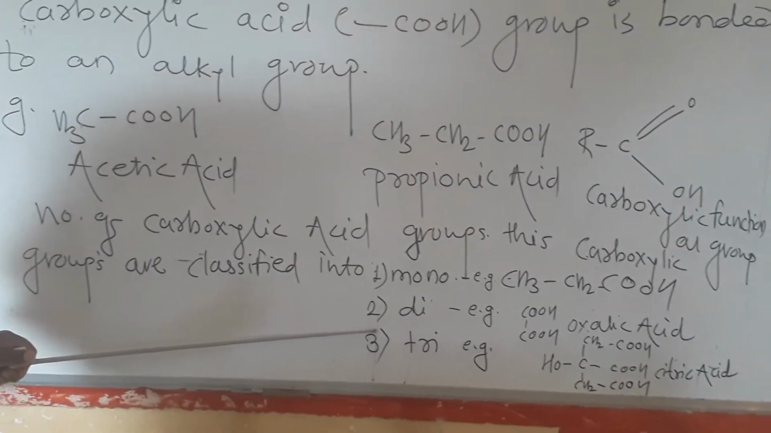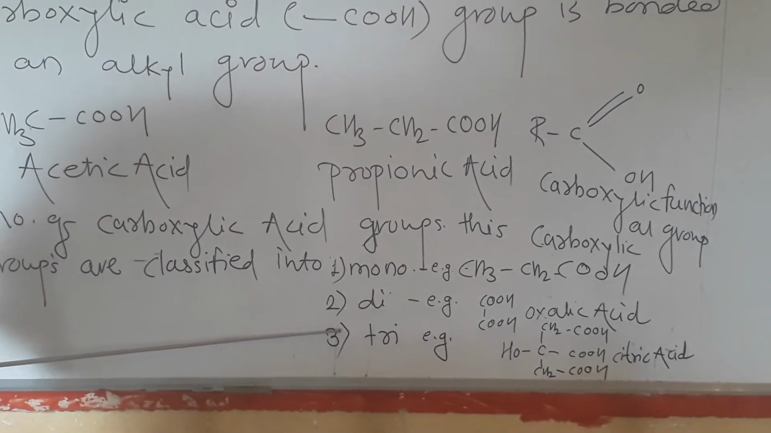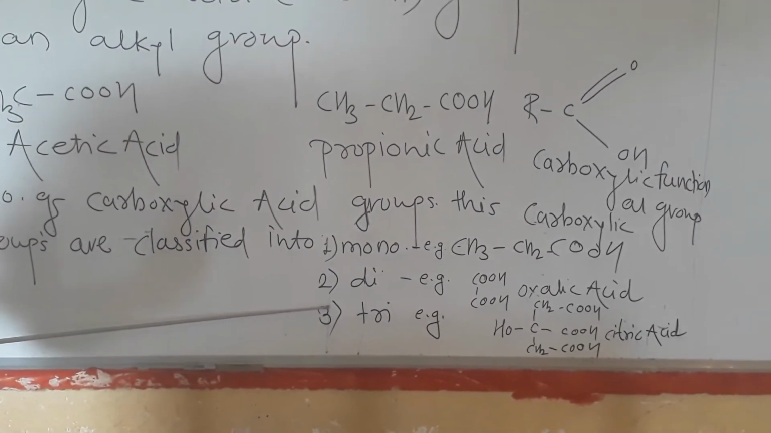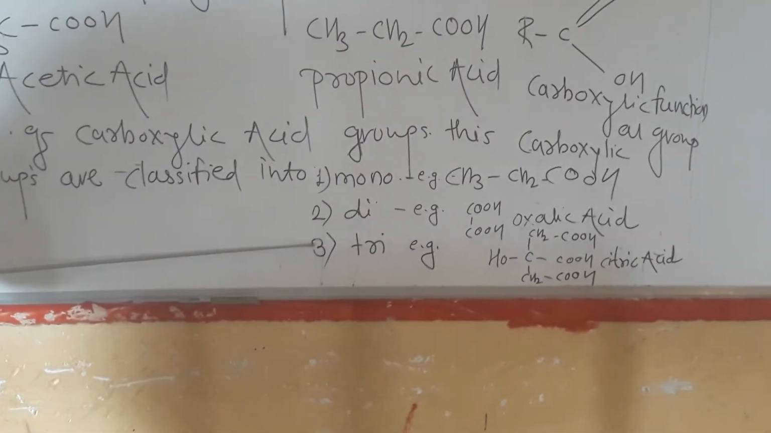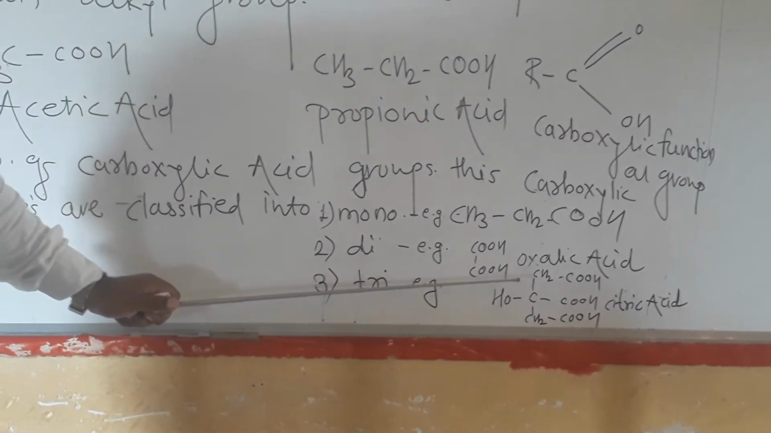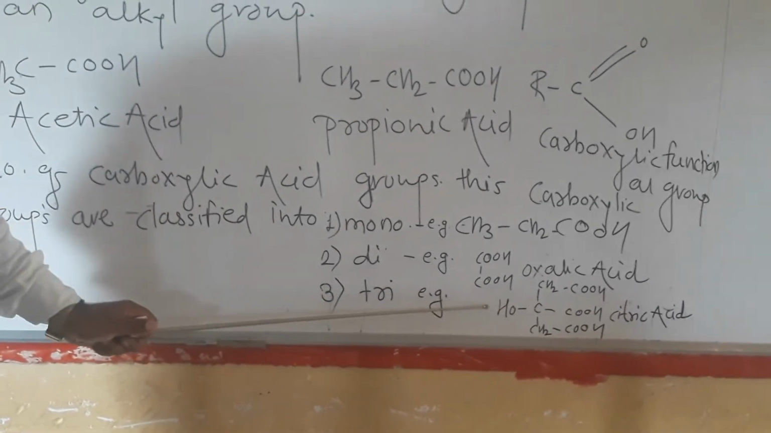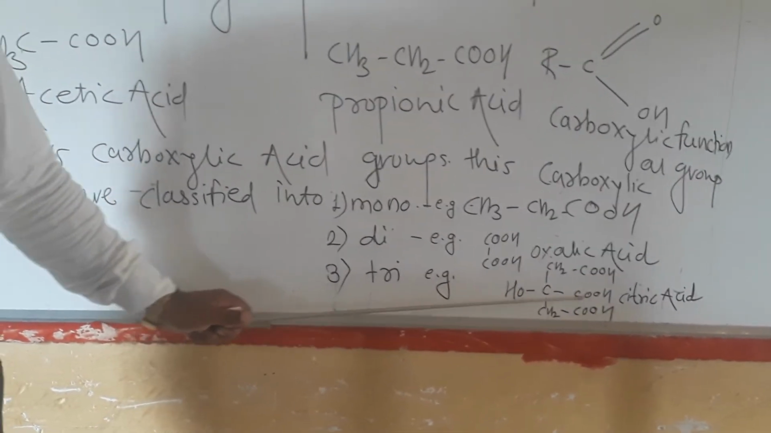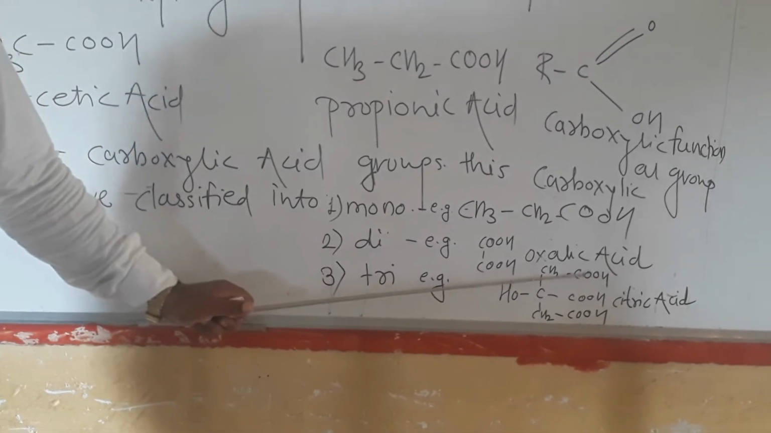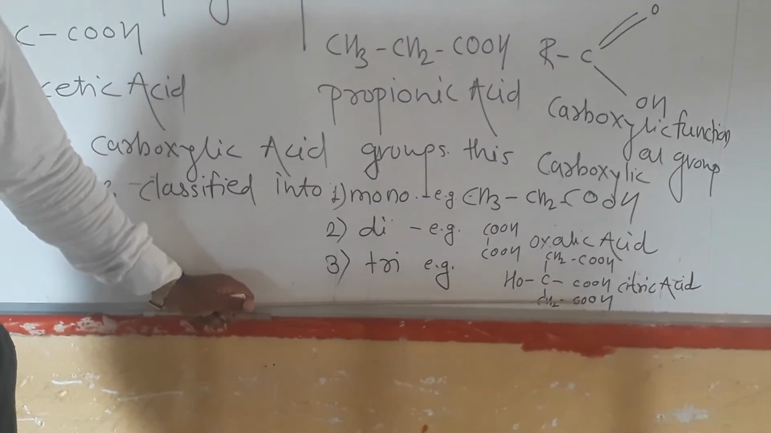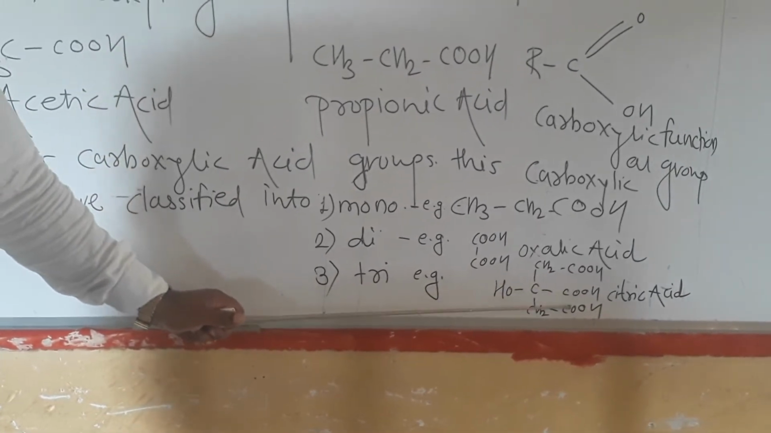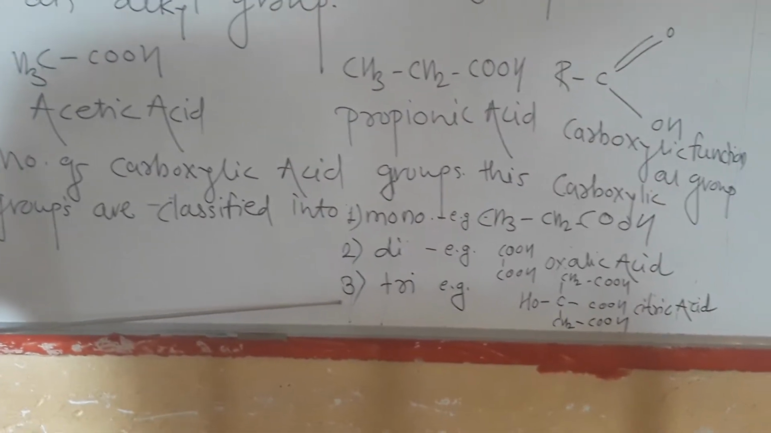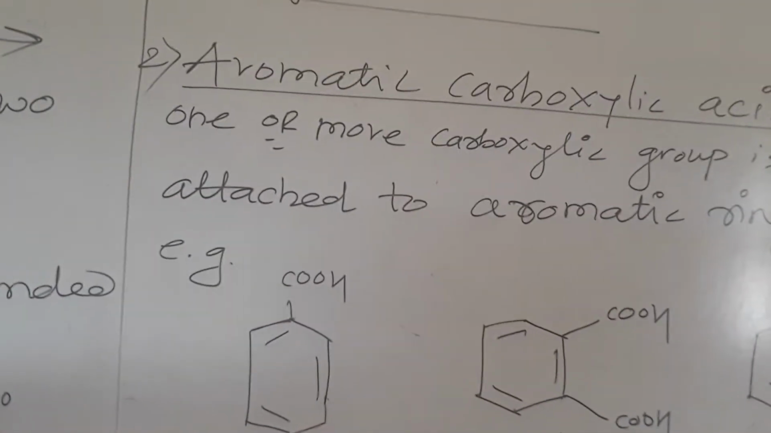The next type of carboxylic acid is tricarboxylic acid. Tri means three carboxylic groups are present in such a compound. The example is citric acid, with OH, CH2COOH, C-COOH, CH2COOH. In that compound, three carboxylic groups are present. Such a carboxylic acid is called a tricarboxylic acid.